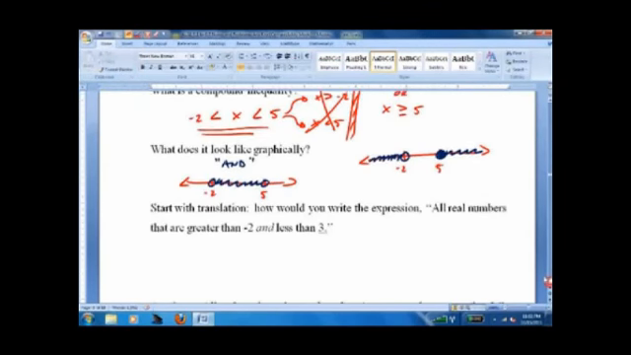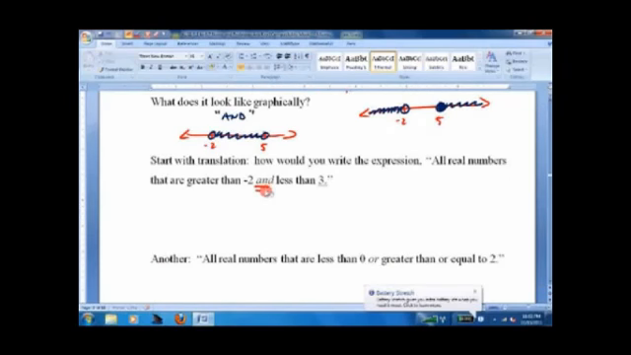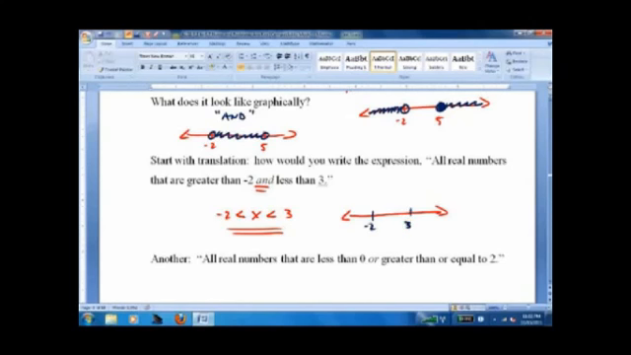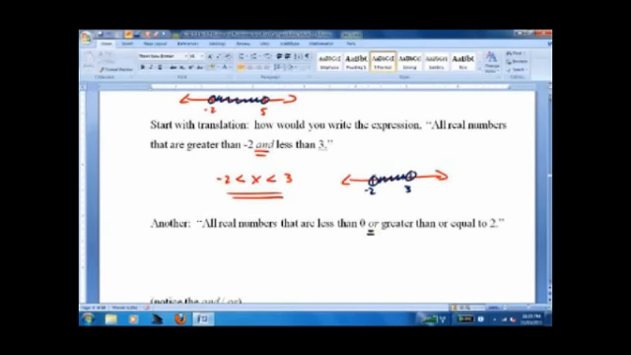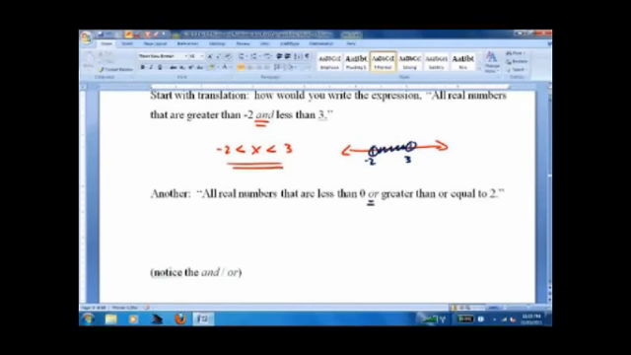So let's translate one. Now it's a giveaway now that you know the and or. So this is going to be all real numbers that are greater than -2 and less than 3. And don't forget to graph it. There you go. Here's the other one. We've got the or in there. So all real numbers that are less than 0 or greater than or equal to 2.